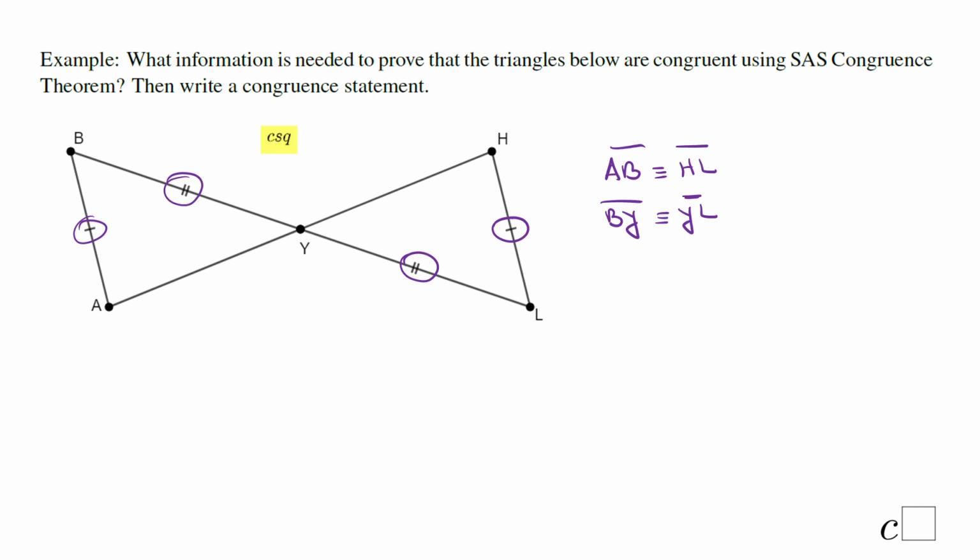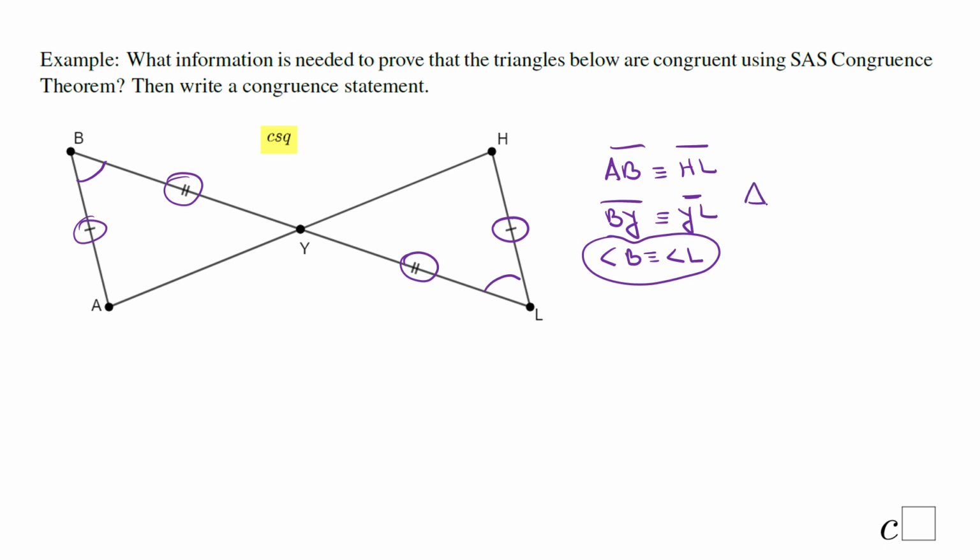So we need an angle. What angle should be in order to use that SAS? The angle included, angle B and angle L. That's the thing we need. Angle B needs to be congruent with angle L. We can write this just using one letter, right? And then these two triangles are congruent.